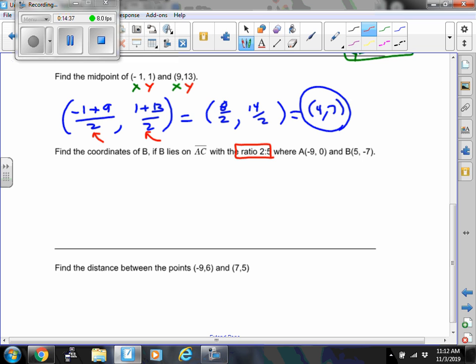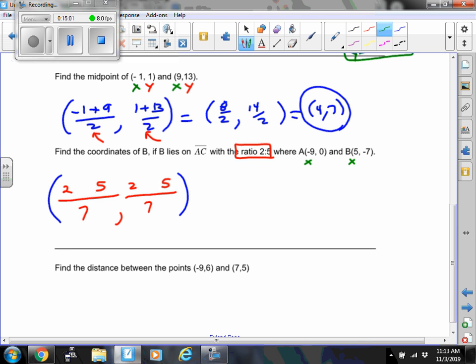So similar to my midpoint, what I'm going to do is set myself up for the ratios. My ratio is 2 parts to 5 parts over a total of 7 parts. And I'm going to do that with both my x's and my y's, so I'm going to need 2 sets of these. There it is. Now I'm going to pick my two x's so I can do the x ratio.